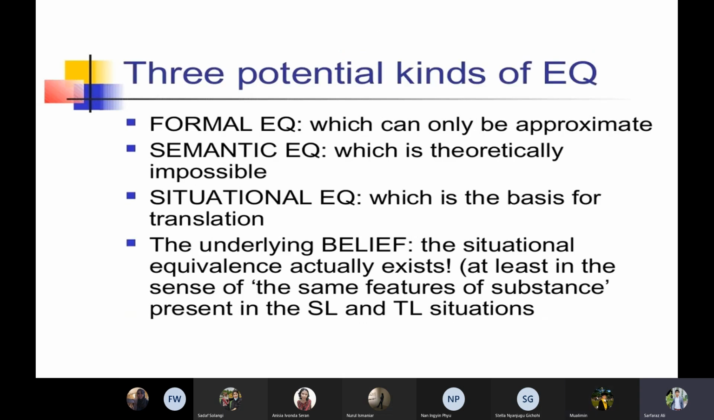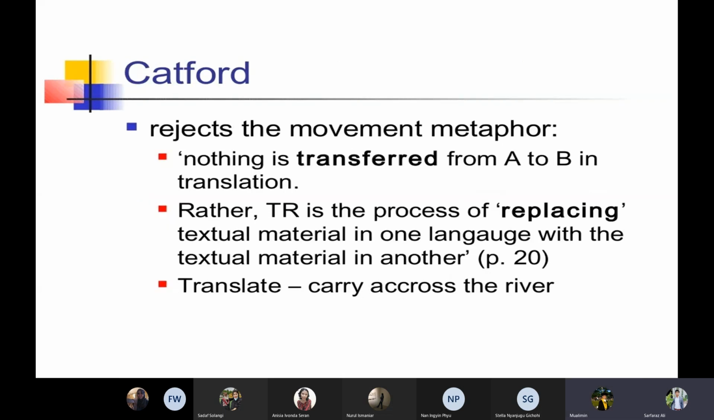And the three potential kinds of equivalence presented by Catford are the formal equivalence, semantic equivalence, and situational equivalence. The formal equivalence can be defined, which can at best be approximate, as semantic equivalence, which is theoretically possible, or the situational equivalence, which is the basis for the translation.